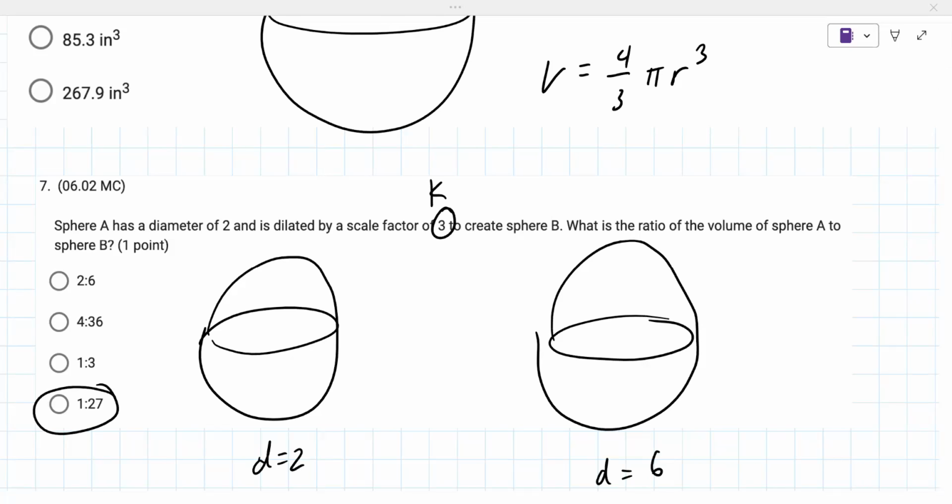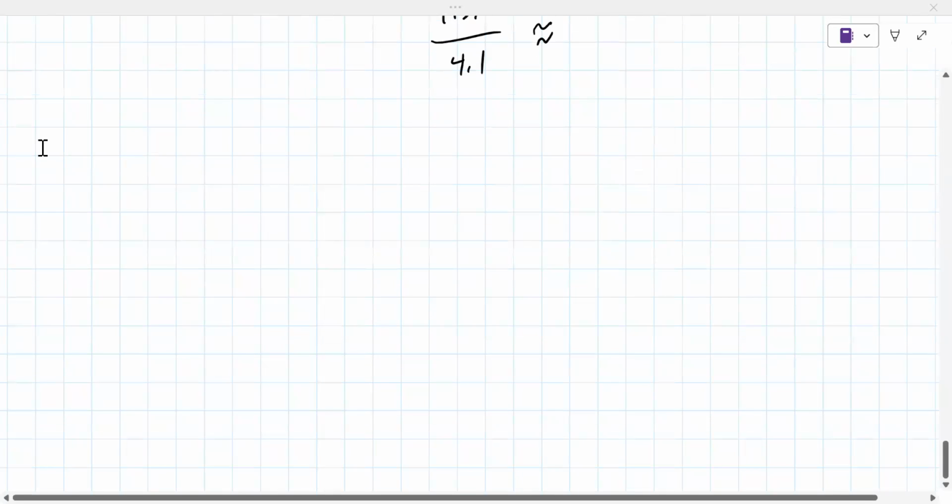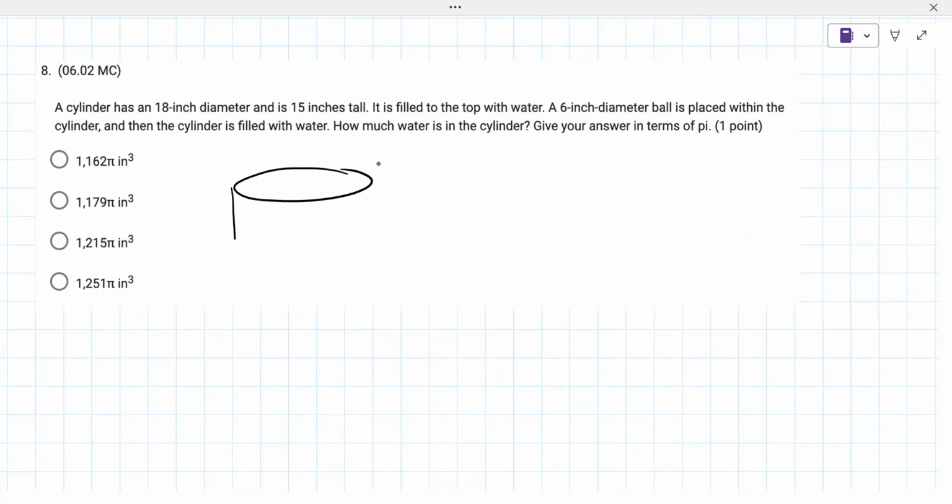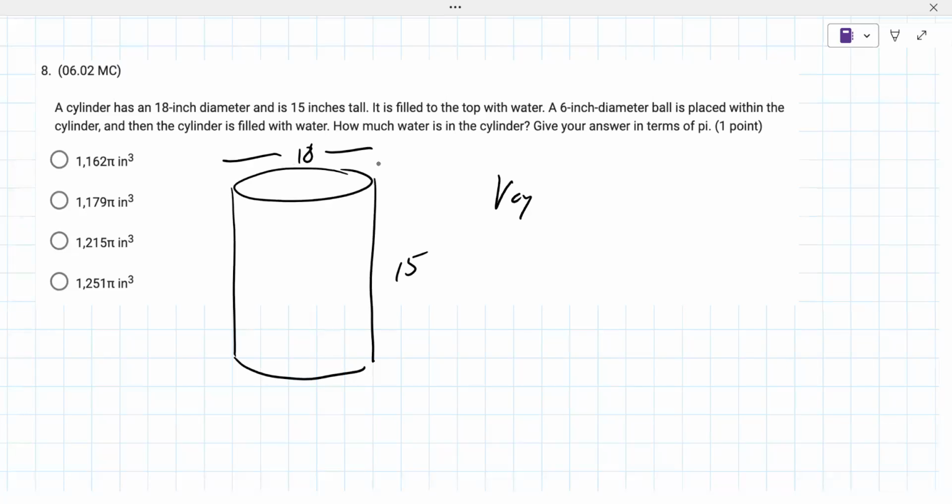All right, the next one's in the chat. Okay. All right, the cylinder has a diameter of 18 inches and is 15 inches tall. So let's have you first calculate the volume of a cylinder. So do you have that formula for me?